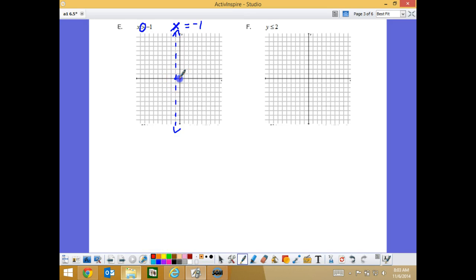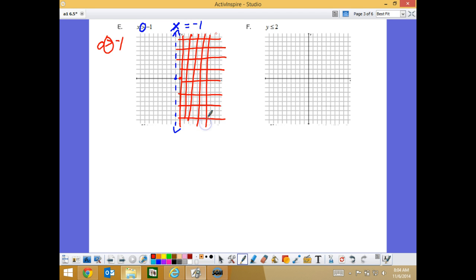Now, since this line does not go through the origin, we can test the point (0, 0). We're going to plug the x-coordinate in for x. Is 0 greater than -1? The answer is yes. So therefore, the origin is in the shaded region. So we shade that side of the line. Any point on this side of the line makes that inequality true. Any point on this side of the line does not make it true.